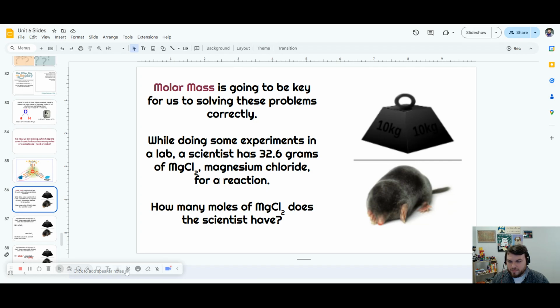The kind of problem I'm talking about is one like this. While doing some experiments in a lab, a scientist has 32.6 grams of magnesium chloride. We want to know how many moles of magnesium chloride the scientist has. That is where the molar mass and the mole play into each other. We want to be able to predict how much of some substance is made in a reaction, but in order to do that, we've got to know how many moles we currently have being reacted. We're going to do this with the molar mass.